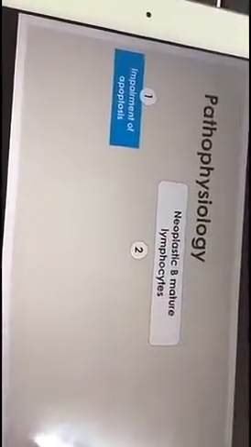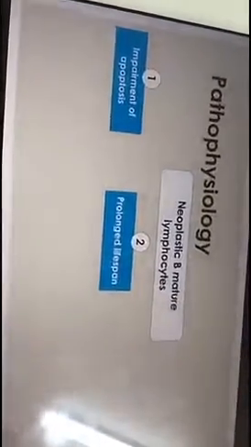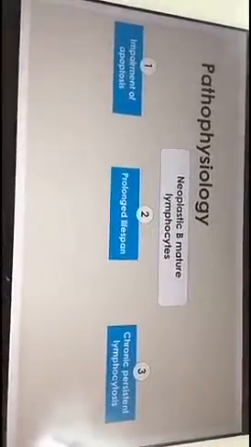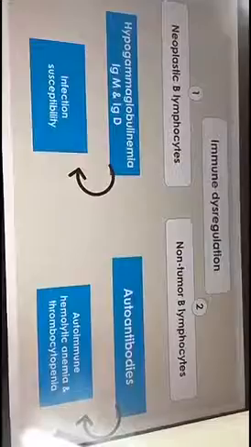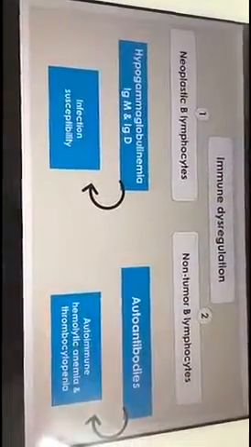فبما أنها ما راح يصير فيها أبوبتوسيس فبالتالي اللايف سبان حقتها أطول من النورمال. بما أنها اللايف سبان حقتها طويلة فبالتالي it will undergo chronic persistent lymphocytosis. Immune dysregulation is caused by either tumor cells or non-tumor cells.